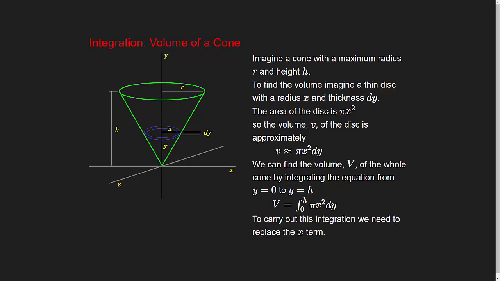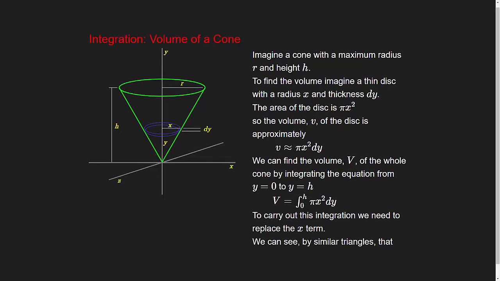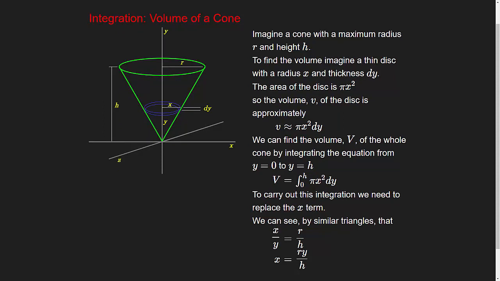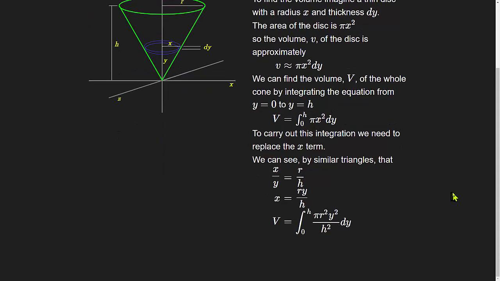To carry out this integration, we need to replace the x term. So how do we do that? We can see by similar triangles that x over y is equal to r over h. So we can say that x is equal to ry over h.